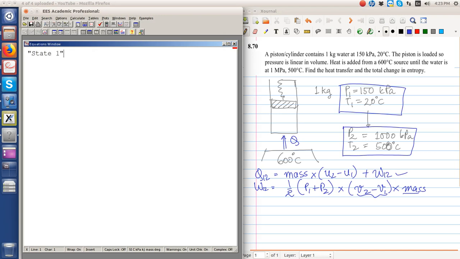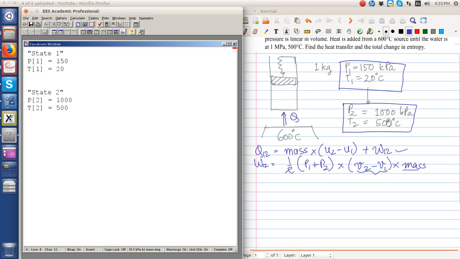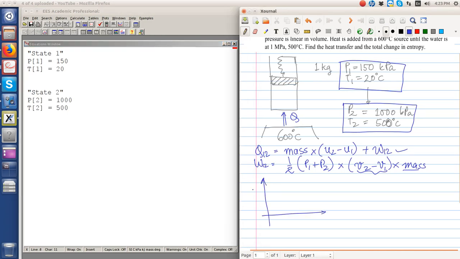So state 1, P1 is equal to 150 kilopascal, T1 is equal to 20 degrees Celsius. State 2, P2 is equal to 1000 kilopascal, T2 is equal to 500 degrees Celsius. So if you want to plot the process on a PV plot, it would look something like, so 150 kilopascal, 20 degrees Celsius. Let us first see where this point can lie.